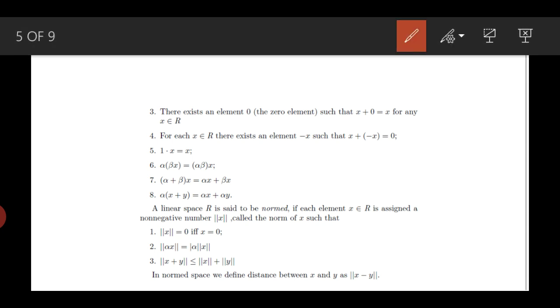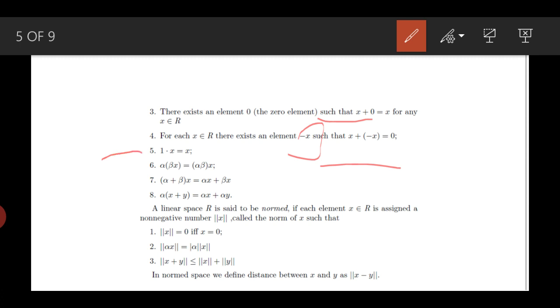Property number 3 says that there exists an element, we call it the identity element or sometimes the zero element, such that x plus 0 is equal to x for any x belonging to R. So x is basically an element of R. For each x in R, there exists an element, which we denote by minus x, such that if you add x with that element, you get the identity. This element is called the inverse of x. We denote it by minus x.